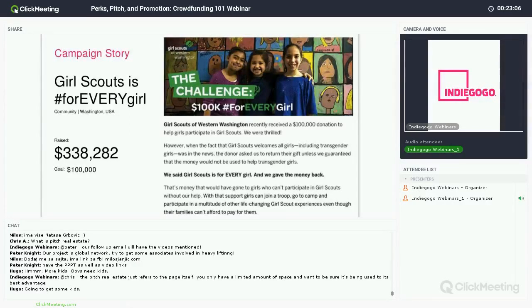We were thrilled. However, when the fact that Girl Scouts welcomes all girls, including transgender girls, was in the news, the donor asked us to return their gift unless we guaranteed that the money would not be used to help transgender girls. We said Girl Scouts is for every girl, and we gave the money back. So within, I think that's four sentences maybe, you know exactly what this project is. And it's very well done. Then, of course, the page goes on to talk about more, but they got to the point right at the very beginning. And this is what I'm encouraging everybody to try to do.